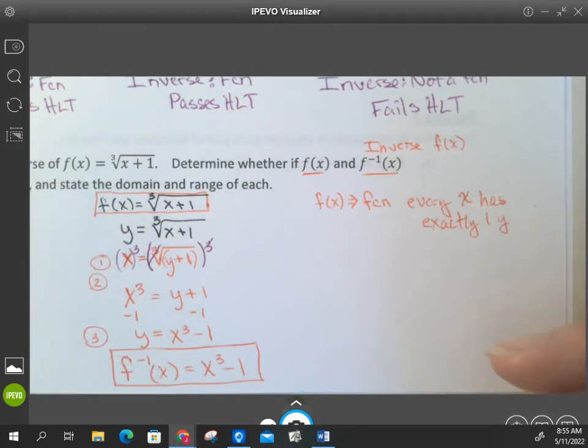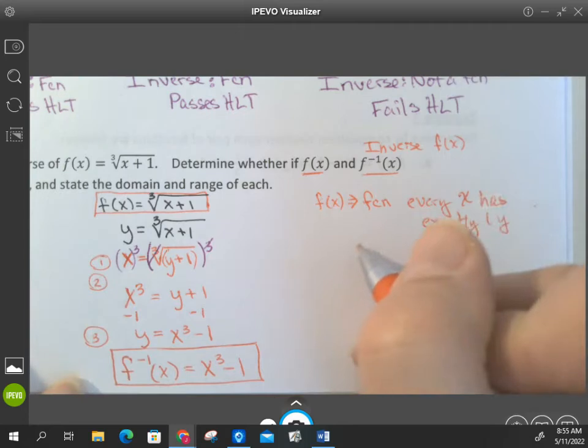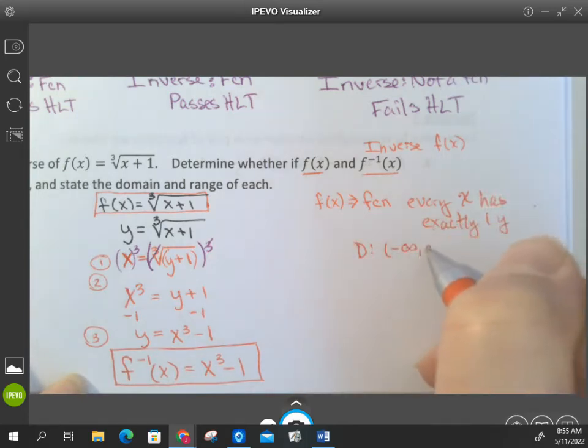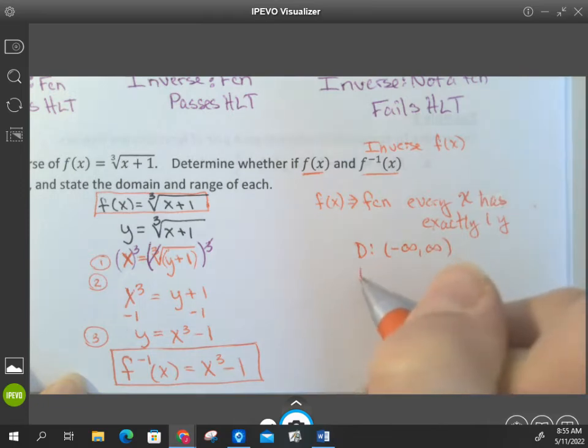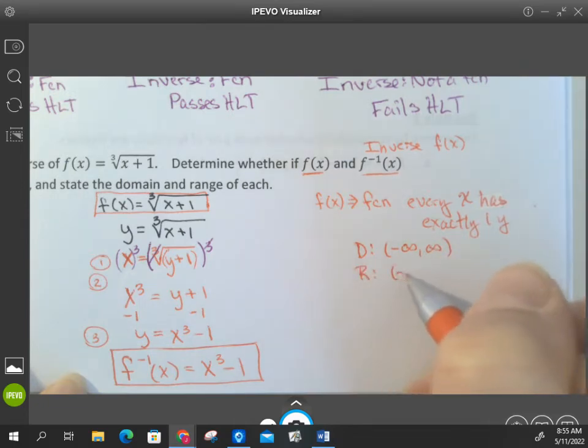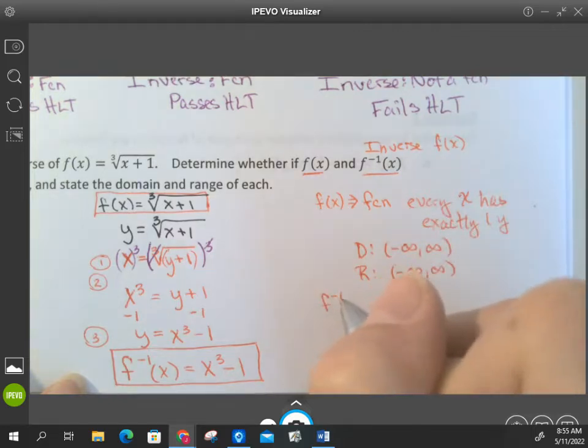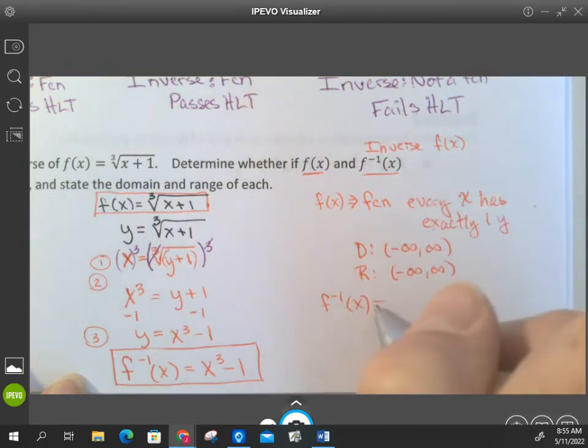Now, the domain, well, I can put anything I want in here. There's no limit to what I put in, no limit to what I take the cube root of. So the domain would be negative infinity to infinity. I can put anything in. And the range, well, I can get anything out. So cube roots are very forgiving. If it was a square root, that'd be a different story.